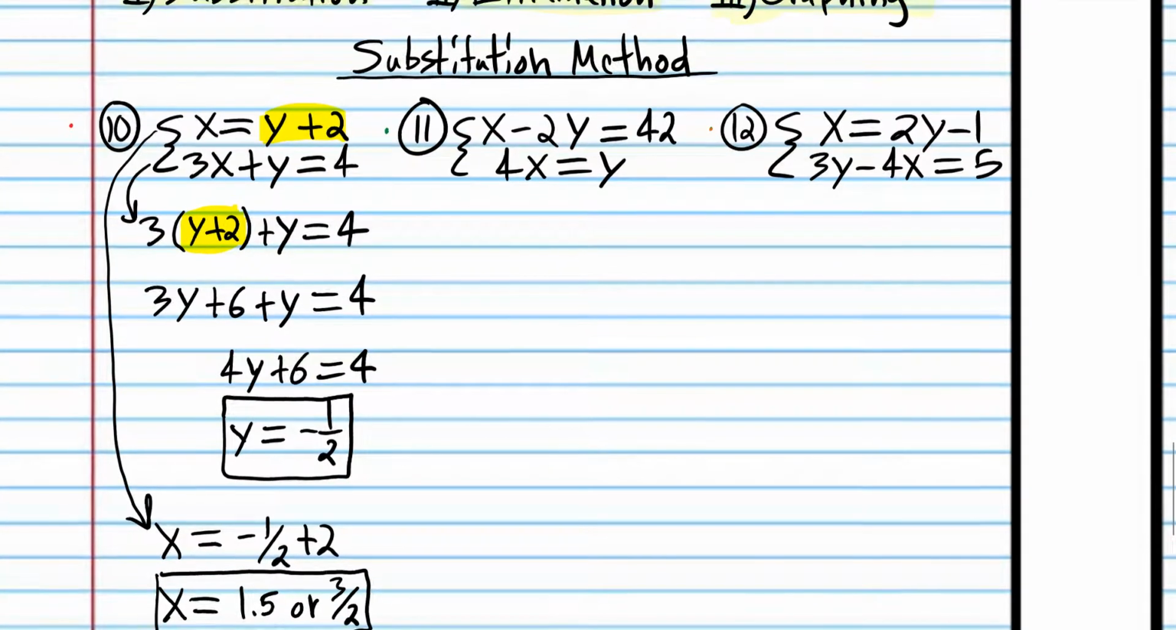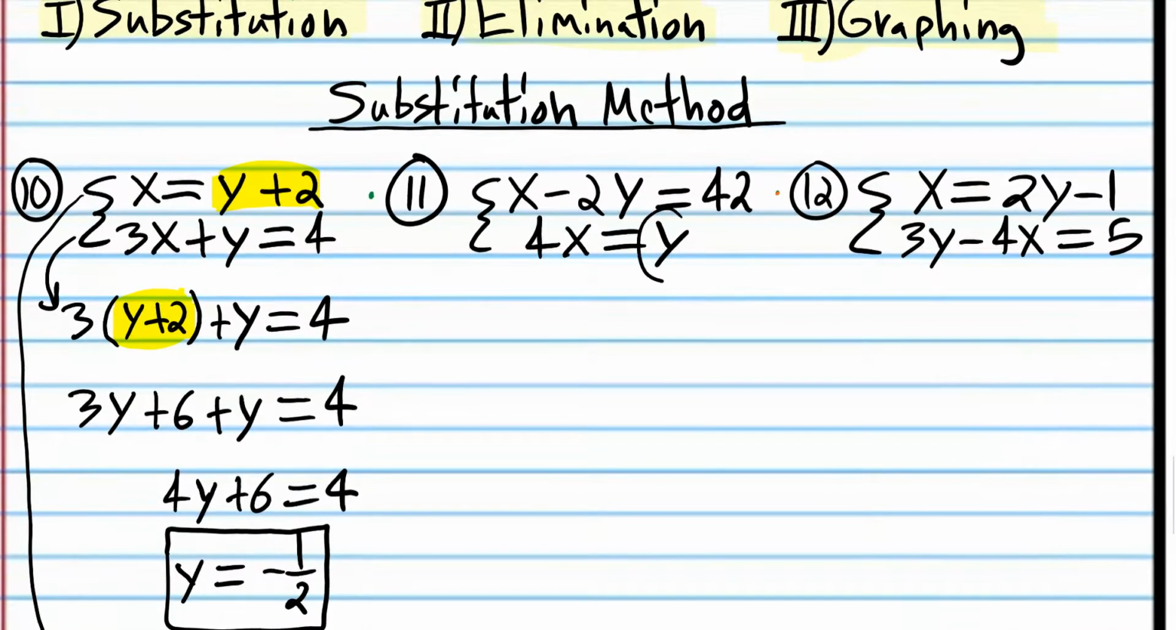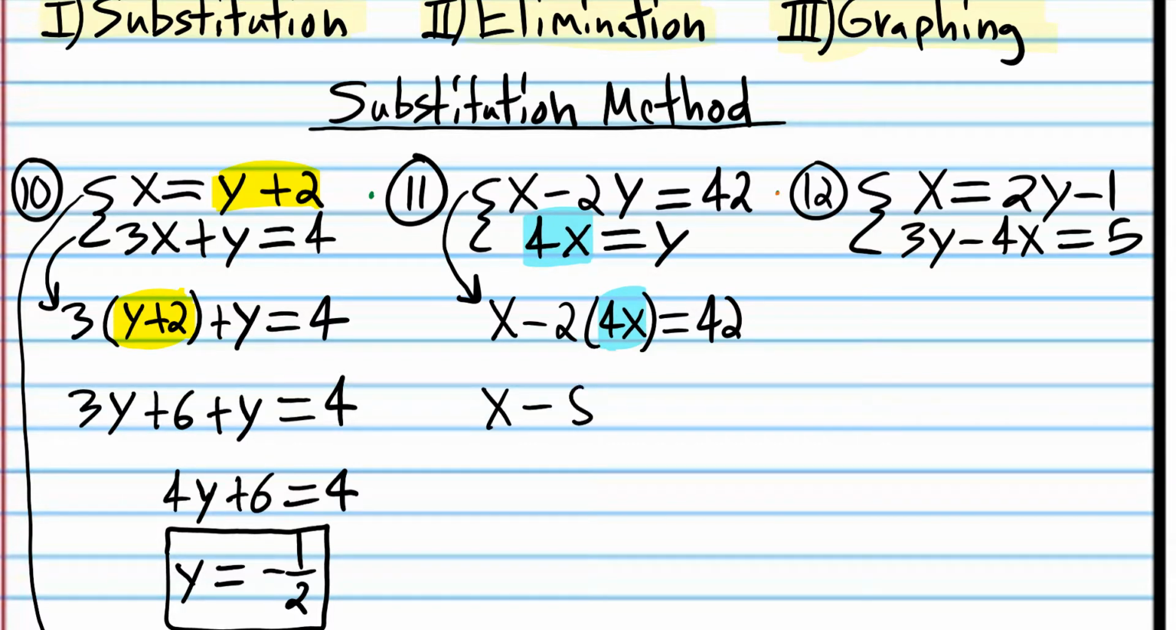All right, we're back. We have y solved for here, so we're going to take the other equation where y is not solved for, and rewrite that, except instead of y, we're going to write what the second equation tells us y equals. So again, I took this here, and I plugged it in there. So now we have x minus 8x is equal to 42. -2 times 4x is -8x.